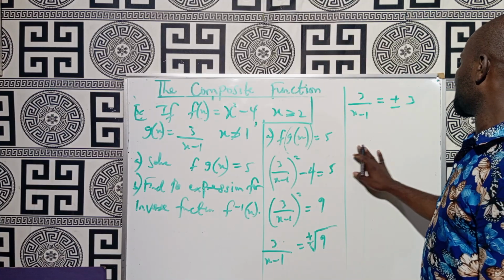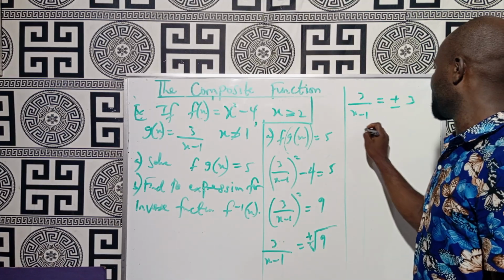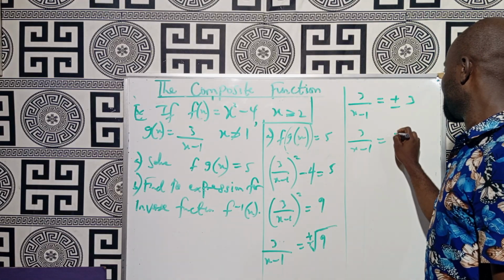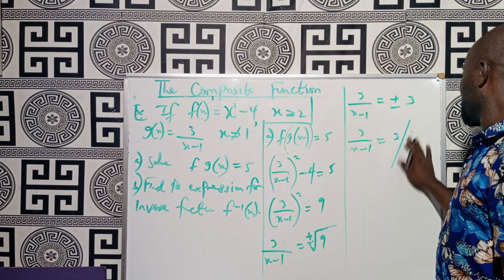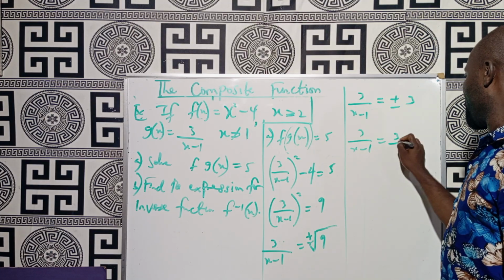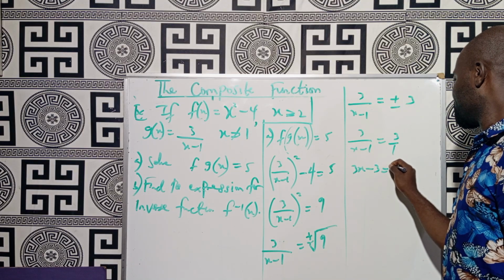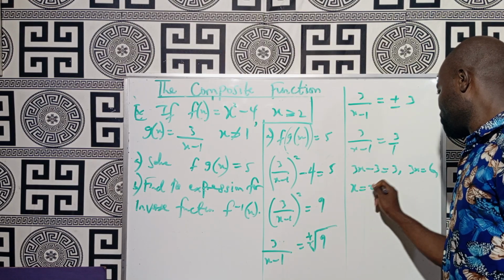Let me use plus first before minus. 3 all over x minus 1 equals plus 3. Over 1, cross multiply: 3x minus 3 equals 3. So 3x equals 6, and my x equals 2. That's for that.